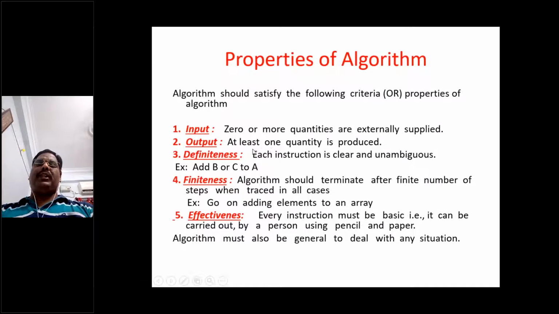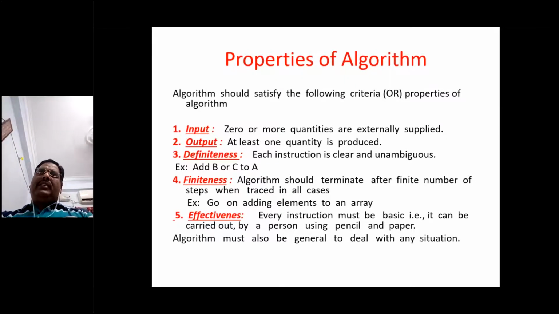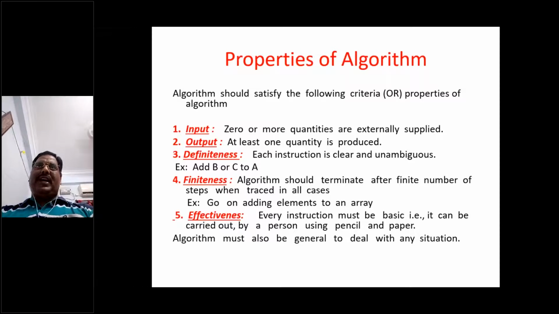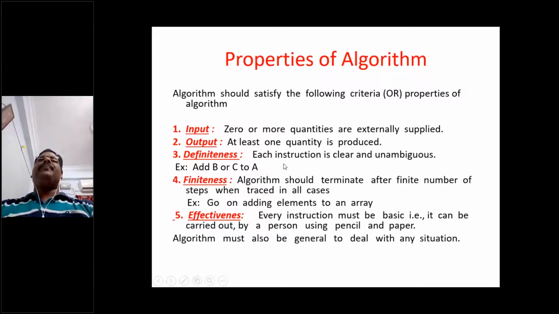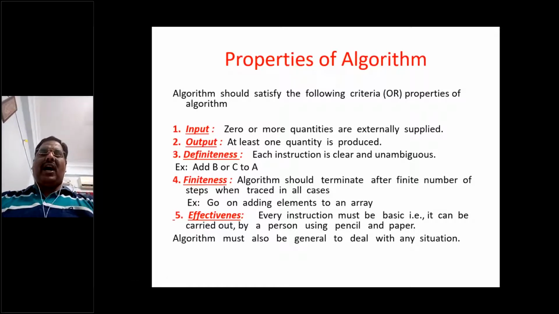Output. What is output? Based on your inputs, you expect the desired output. At least one quantity, at least one value of output, is expected. The next one here is definiteness. What is the meaning of definiteness here? We are defining the main heart of the program, which is nothing but the main logic.